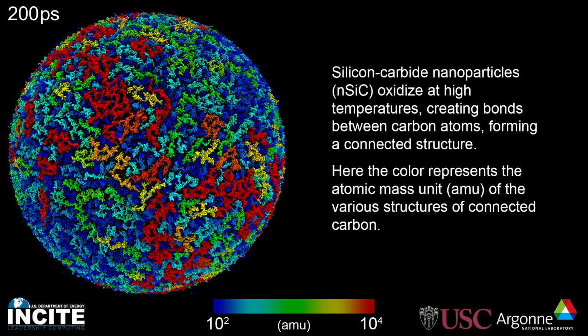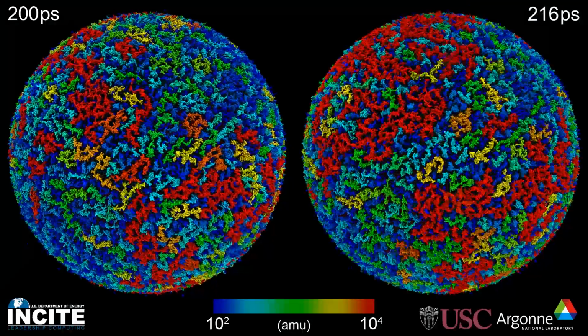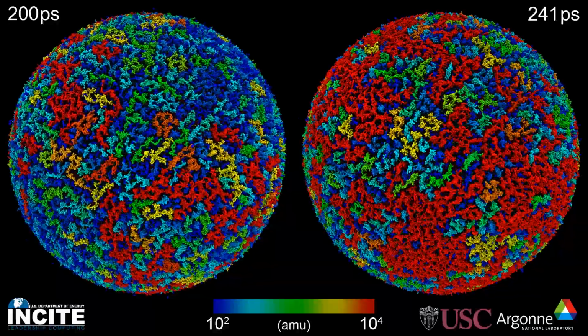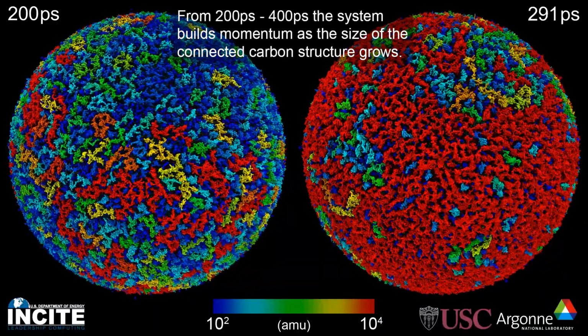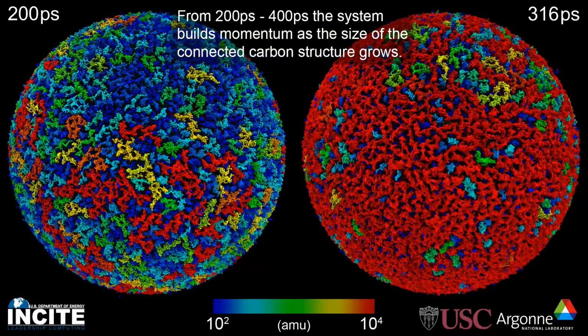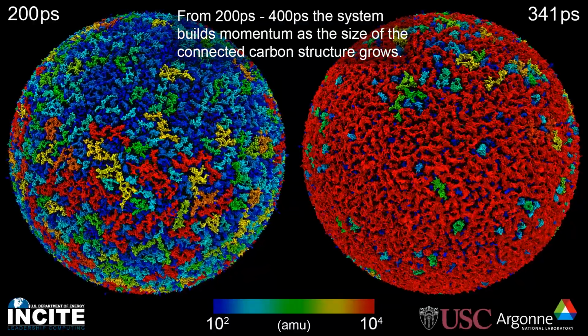Silicon carbide nanoparticles oxidize at high temperatures, creating bonds between carbon atoms, forming a connected structure. Here, the color represents the atomic mass unit of the various structures of connected carbon. From 200 to 400 picoseconds, the system builds momentum as the size of the connected carbon structure grows.